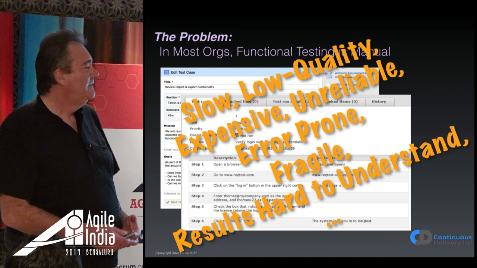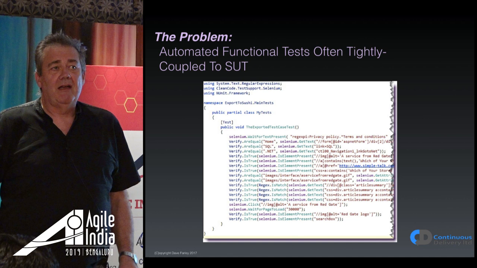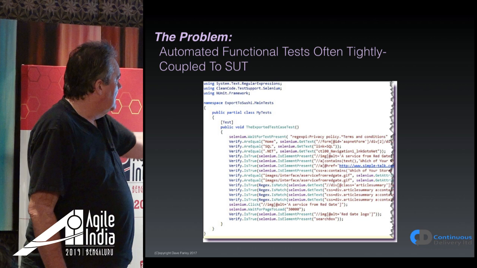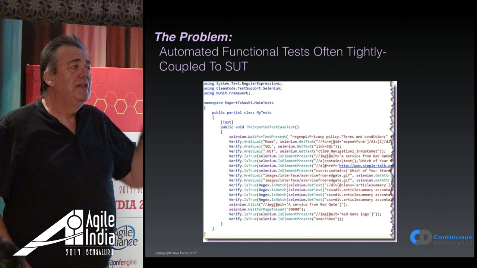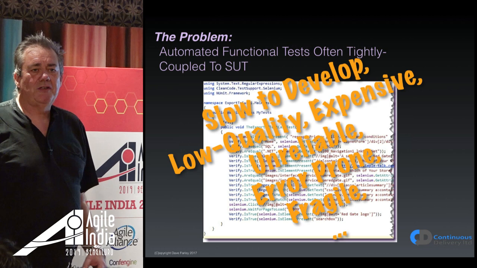The next step is this. Okay, so let's not do the manual testing thing. Let's automate our functional tests. That's a good idea, right? And the first time that you do that, you tend to end up with tests that look a bit like this. This is what I call clickety-clickety tests. This is just recording all of the clicks. This is completely about how the system works rather than what the system does. So this is slow to develop, low quality, expensive, unreliable, error-prone, and fragile. Yes?